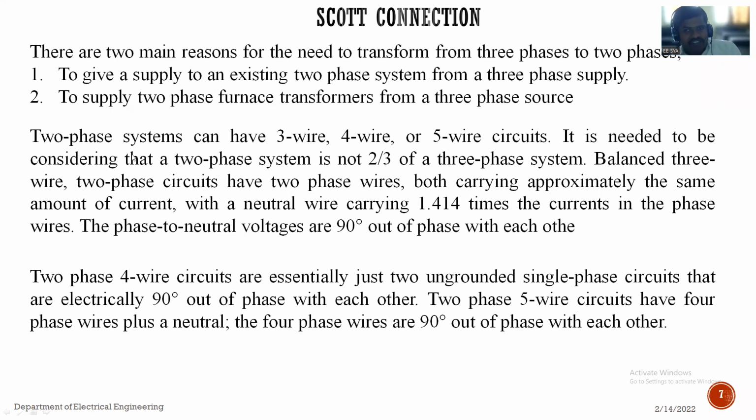So of the 3-phase system, the 2 phases, or you may consider R to B, or R to Y, will both carry the same current, with the neutral wire carrying 1.414 times the current in the phase wire. 1.414, that means √2 times current. √2 times current will be flowing in the neutral wire. Okay, so this is nothing but the neutral wire.